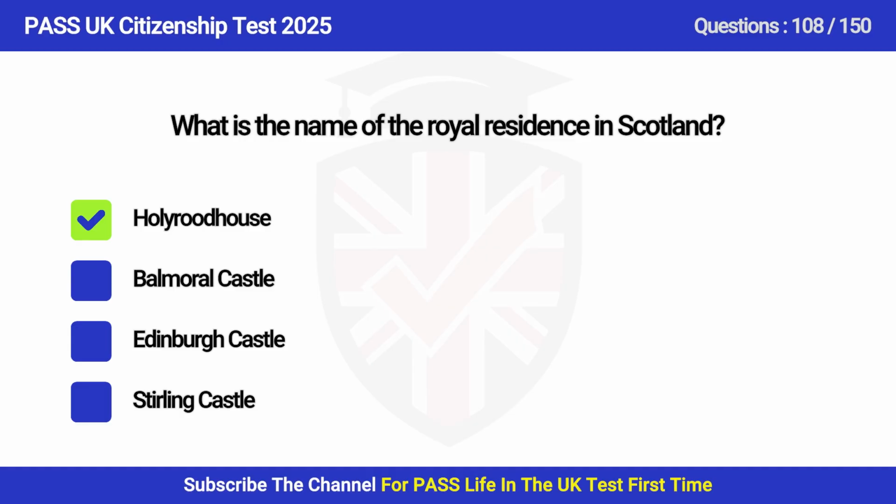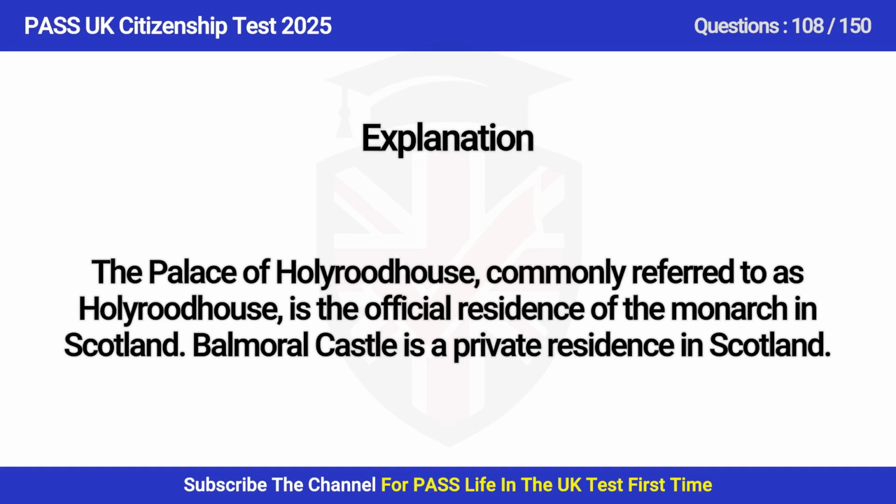The answer is A. The Palace of Holyroodhouse, commonly referred to as Holyrood Palace, is the official residence of the monarch in Scotland. Balmoral Castle is a private residence in Scotland.